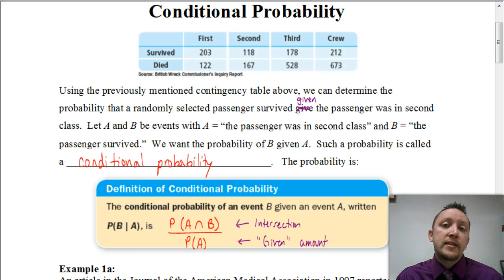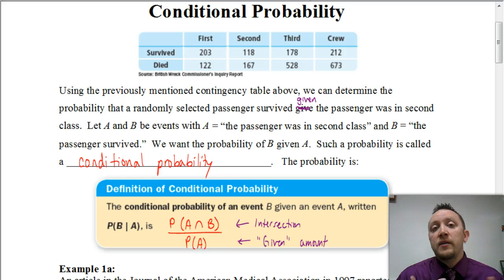Let's say we were looking at that table, and we wanted to determine the probability that a randomly selected passenger survived given the passenger was in second class. The condition there is that the person would be in second class, and that "given" is really important. The way that we would represent this, P of B given A, is that we use that vertical line to represent the phrase "given." And again, what we're given is going to be in the denominator.